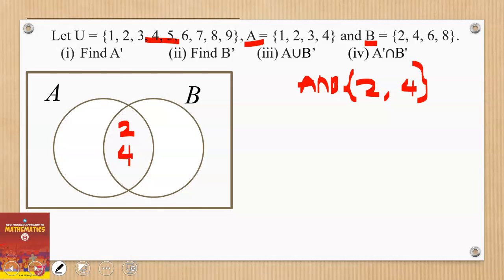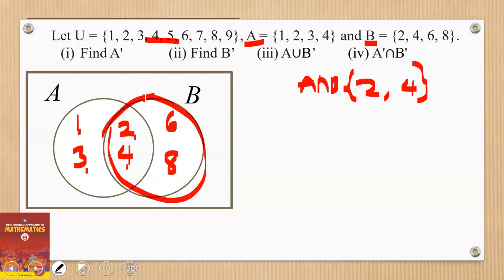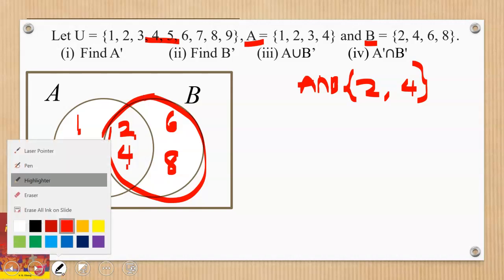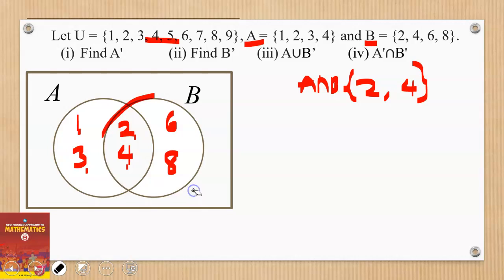Now, after doing that, what are the elements left in A? The elements left in A will be 1 and 3. Then the elements left for B, after representing 2 and 4 in the intersection position, are 6 and 8. So if you pick the whole of A, we have 1, 2, 3, 4. And if you pick the whole circle of B, we have 2, 4, 6, and 8.